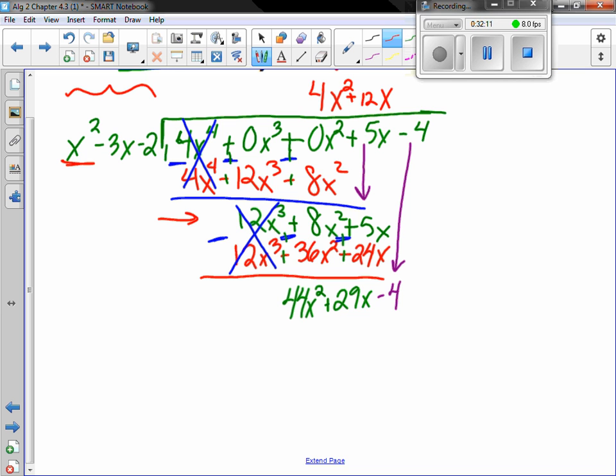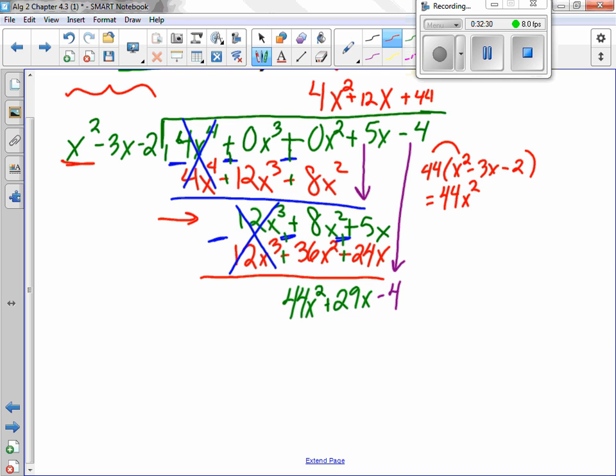Last but not least, what times x squared gives me 44x squared? 44. Well, 44 times x squared is going to give me 44x squared. Now, 44 times negative 3 is going to be negative 132x. And 44 times negative 2 is going to be negative 88.